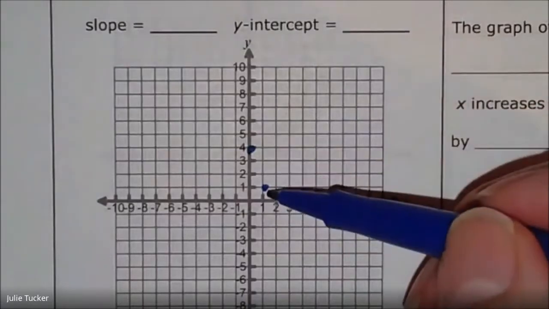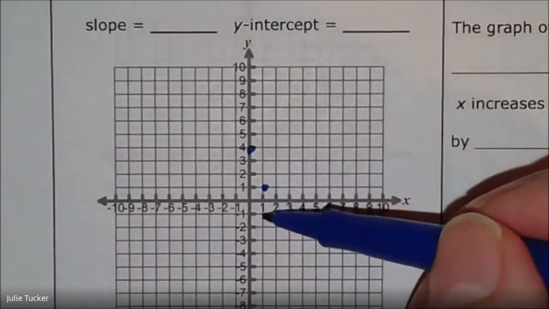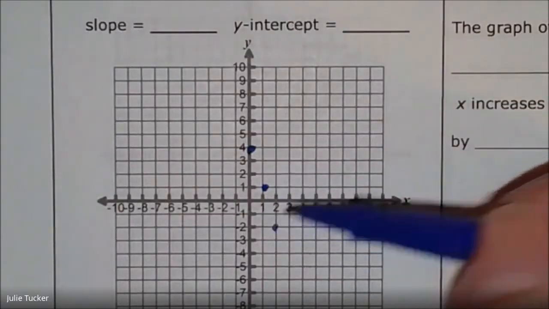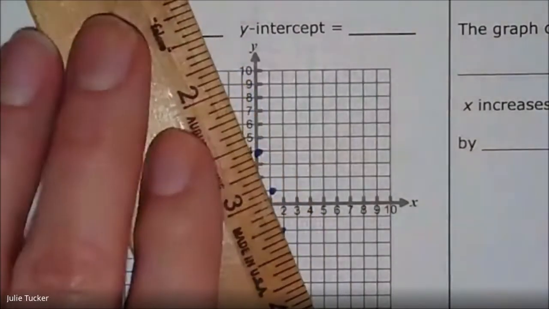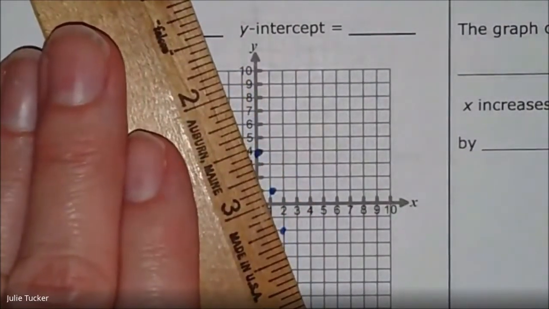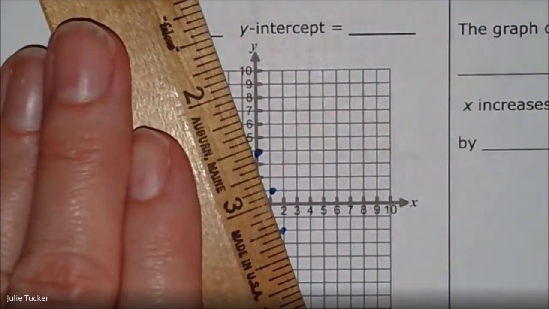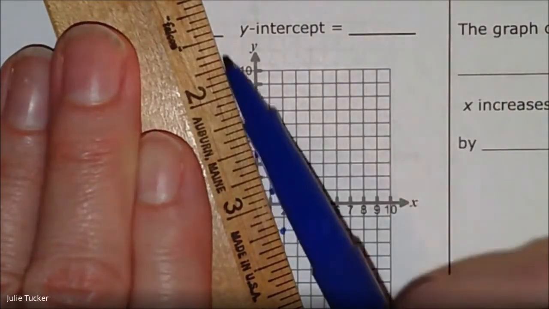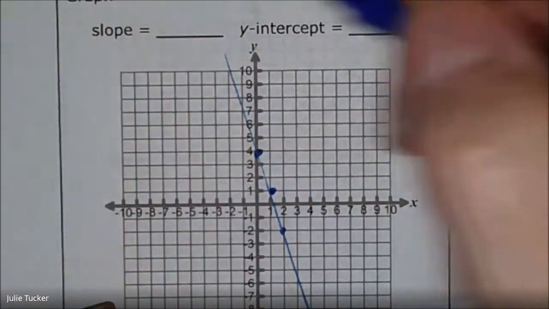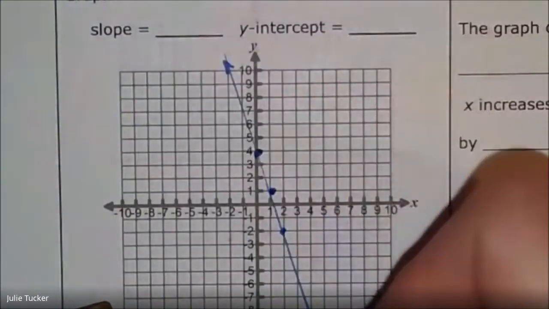So we're going to do it again. We're going to get another point. Down 3 over 1. And then I'm just going to use my ruler and connect my points. That looks pretty good, huh? There we go. That's a pretty good line. Okay.